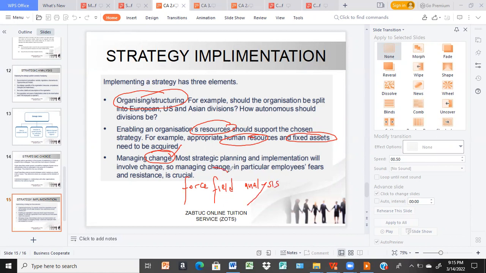Force field analysis. That's a model that we use to implement change, to manage change. Because the strategic decisions are big, they involve huge changes in the organization. So you do a force field analysis. So how does this analysis look like?